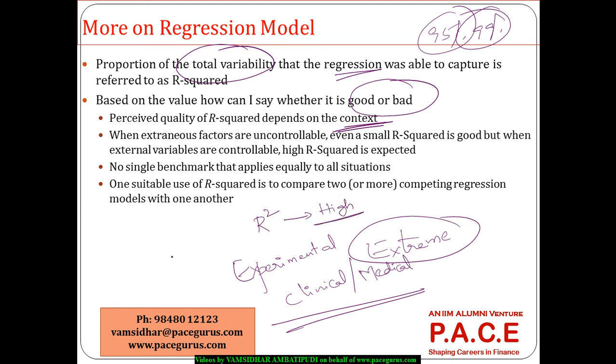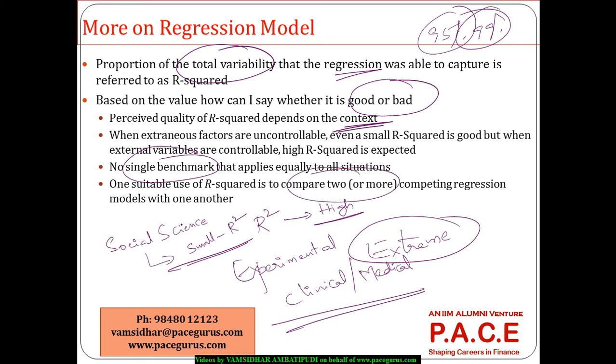Wherever the external variables are controlled, the R squared really needs to be very, very high to make a good decision. Whereas, especially in a social science kind of scenario, where the external factors are very difficult to be controlled, even a very small R squared is decent enough to establish a relationship between the two variables. So it depends completely on the context. I cannot come out with a single benchmark number which says this much of R squared is good or this much of R squared is bad.